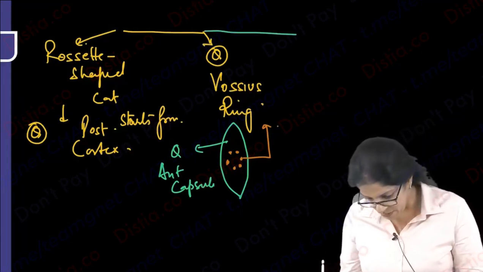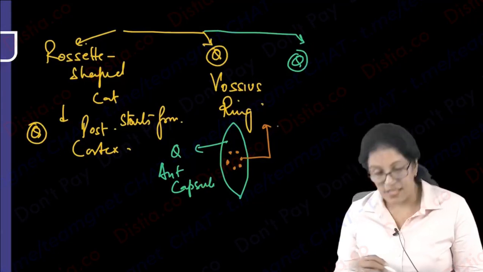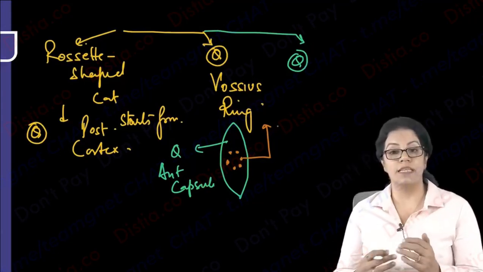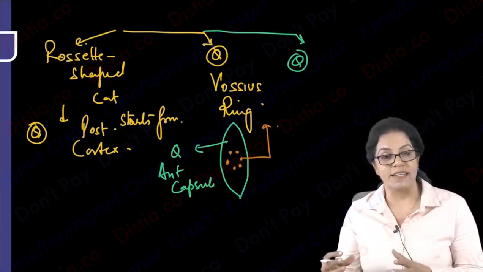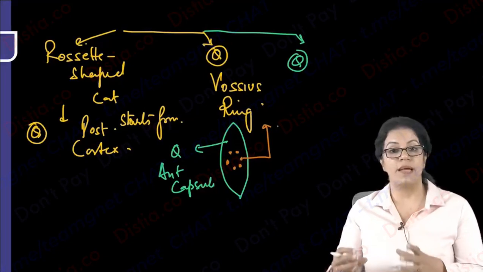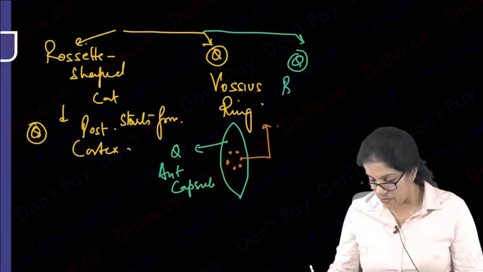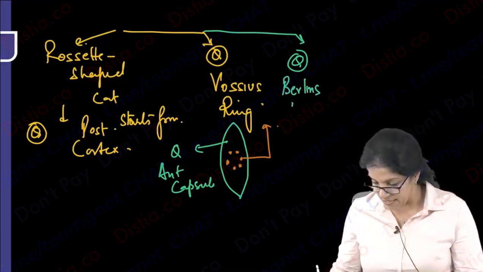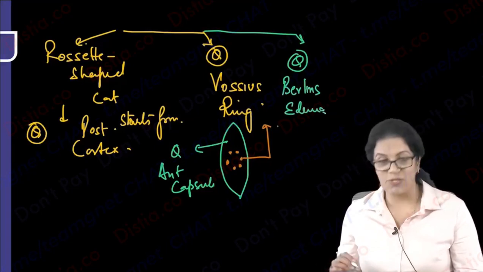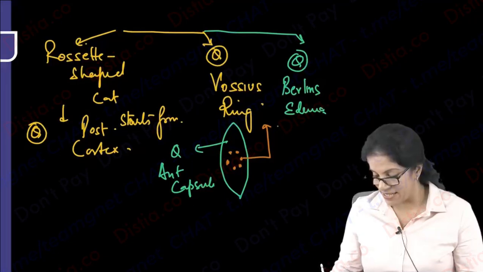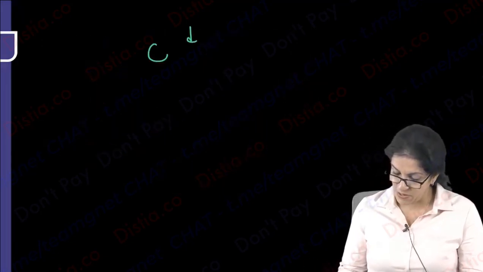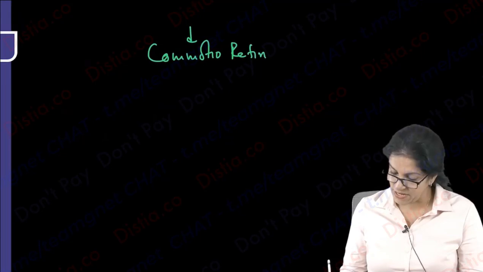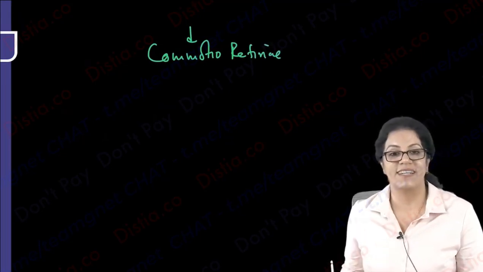We come to the third question, which is also very important. Whenever there is a blunt trauma, there can be edema at the macular area. We have learned that the macula is the central retina. So this edema at the macula is what is called Berlin's edema. Again, this has been a very important short note for MBBS. What is the other name of Berlin's edema? It is also called commotio retinae.